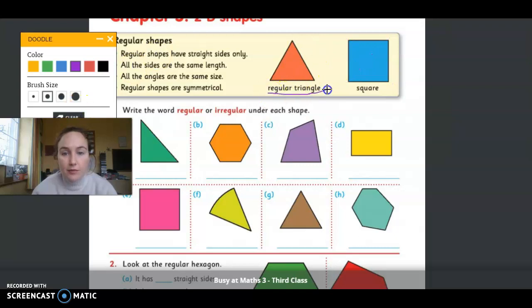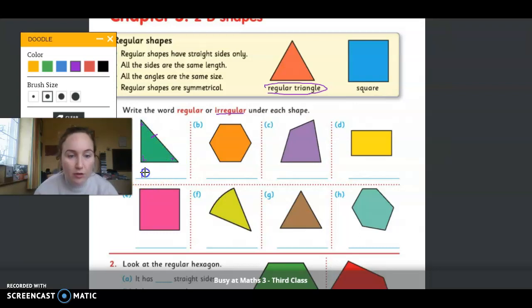So this is a regular triangle here, but if you look down at this green triangle in A, that is not a regular triangle. It is an irregular triangle because all the sides are not the same. Okay, because this length side here is longer than the other two. And all the angles are not the same, okay? Because this is a right angle here, but these are not. These angles are smaller. So that shape is an irregular shape.